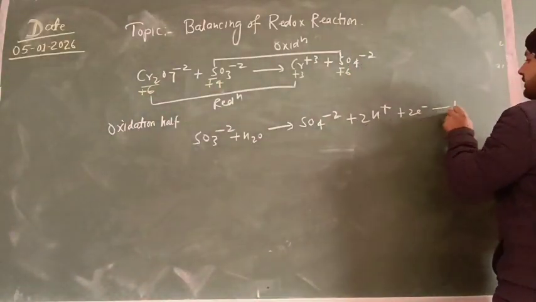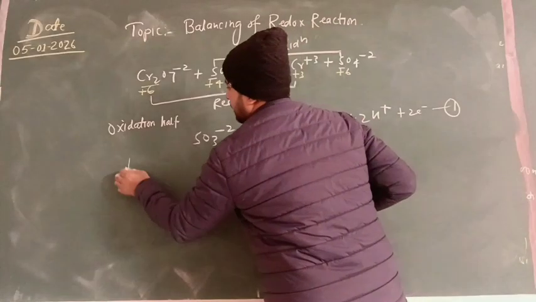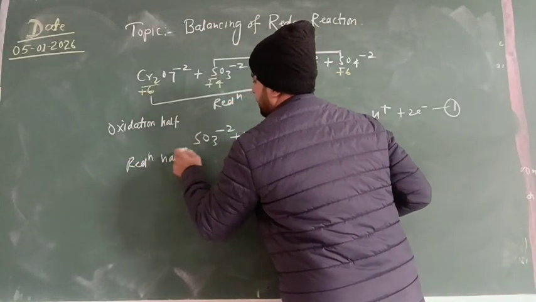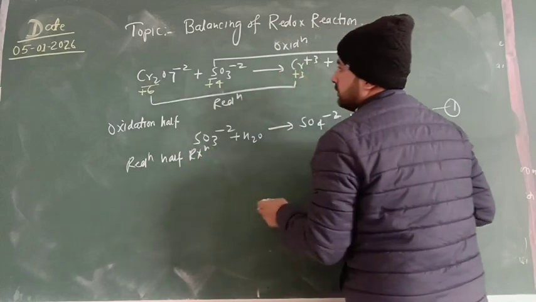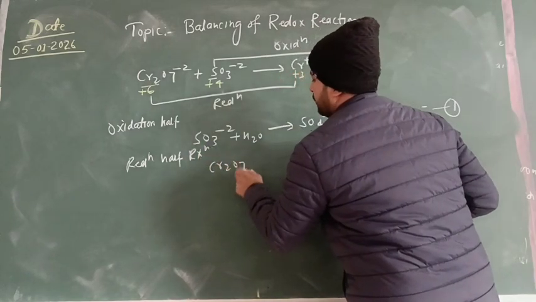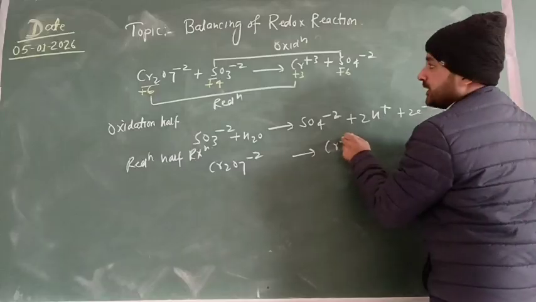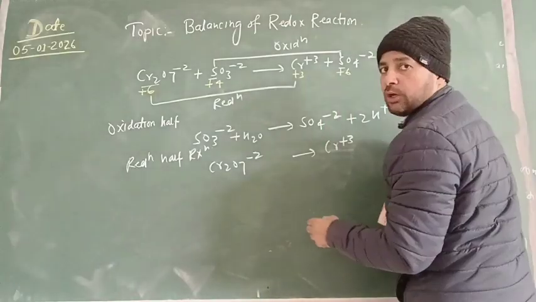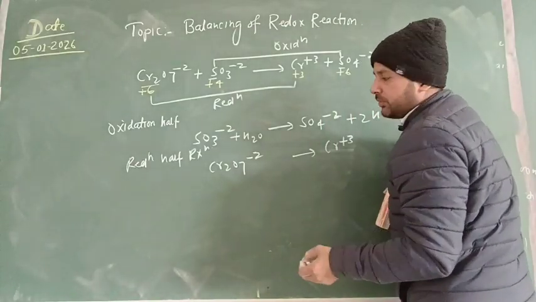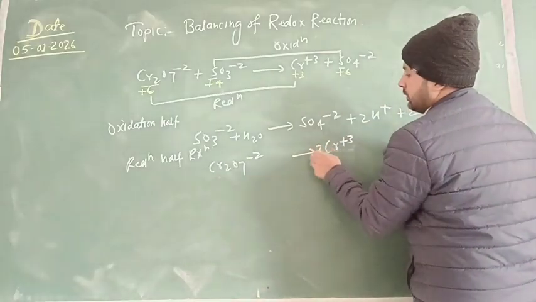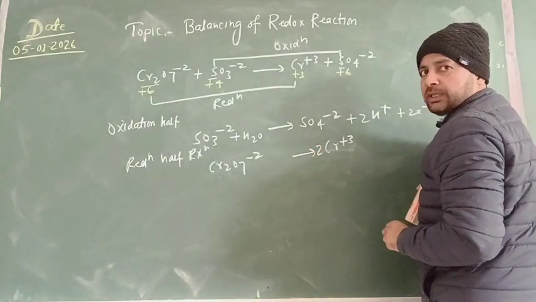This is equation 1. Now we will write the reduction half reaction. Cr2O7 minus 2 changes into Cr plus 3. Okay. Now we will first balance the chromium atom. Here chromium atoms are 2, here is 1. So we will put 2 over here.